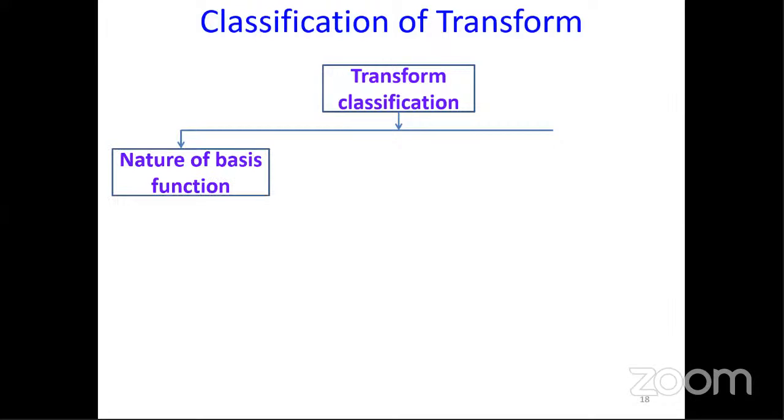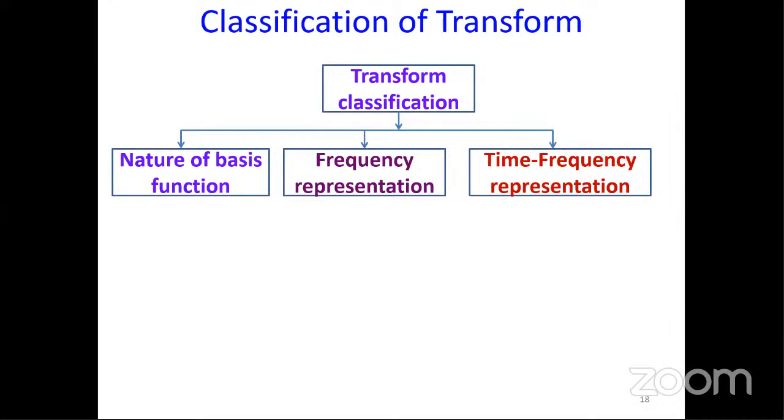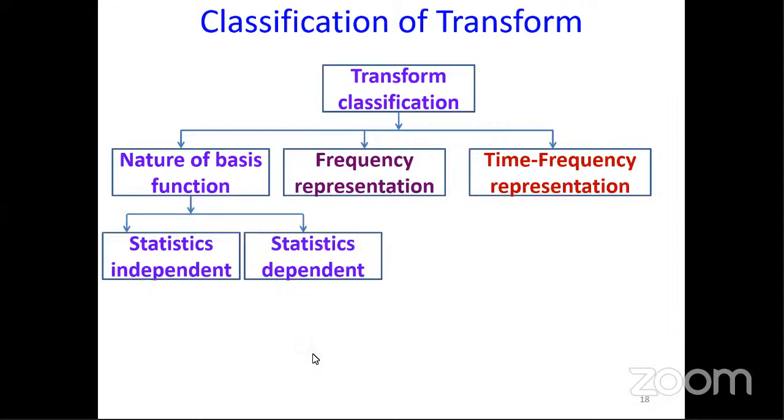We can classify the transform based upon different criteria. One is with respect to the nature of the basis function. Next is with respect to the type of representation, whether it is frequency or time scale. With respect to basis function, there are two types: whether my basis function depends upon the statistics of the input data, or whether the basis function is independent of the statistics of the input data.